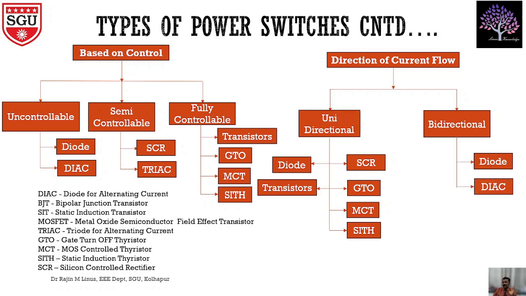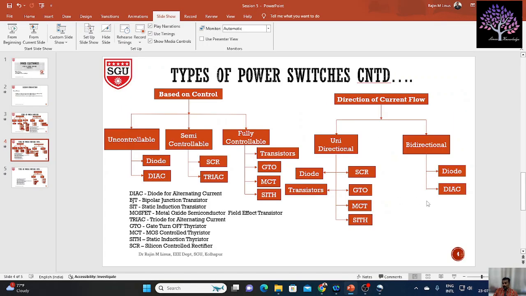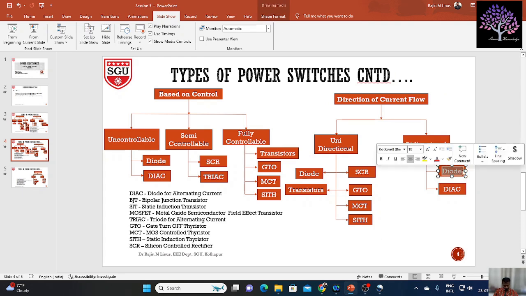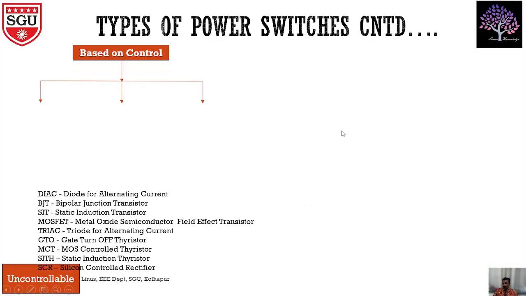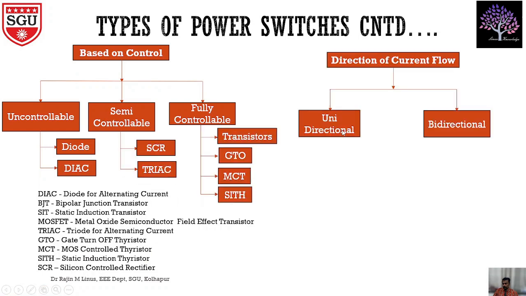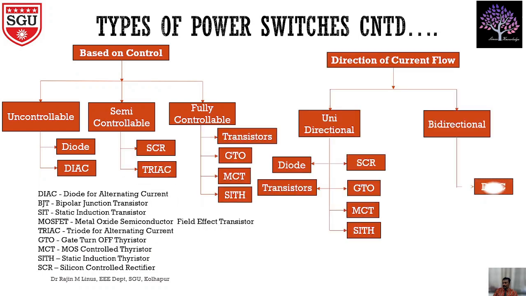Then bidirectional, diac and triac, all are bidirectional. So bidirectional, if you see, diac and the triac are the bidirectional. So I hope you understand what all the switches are unidirectional, what all the switches are bidirectional.